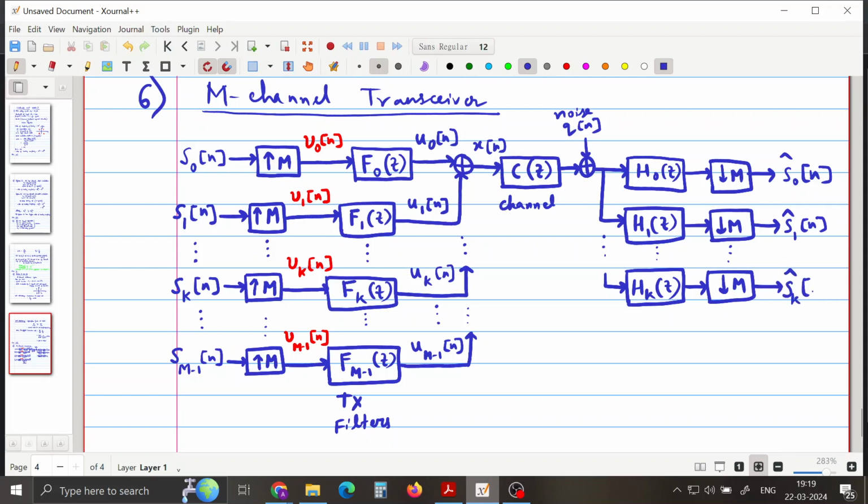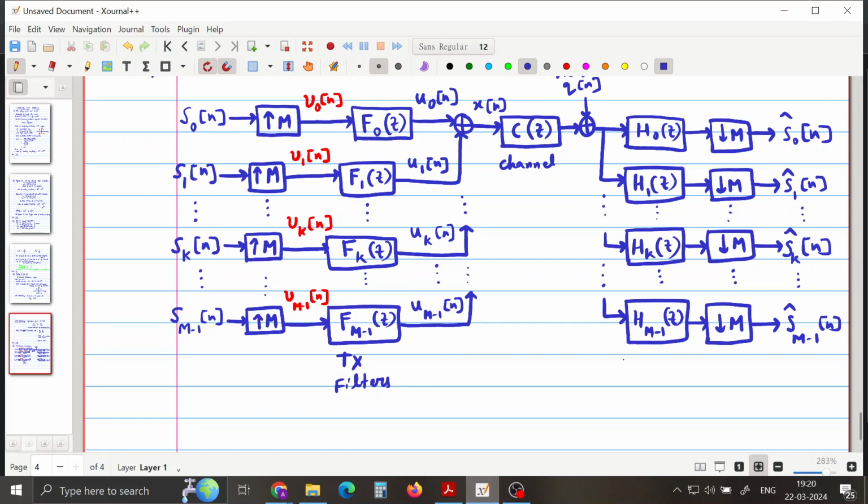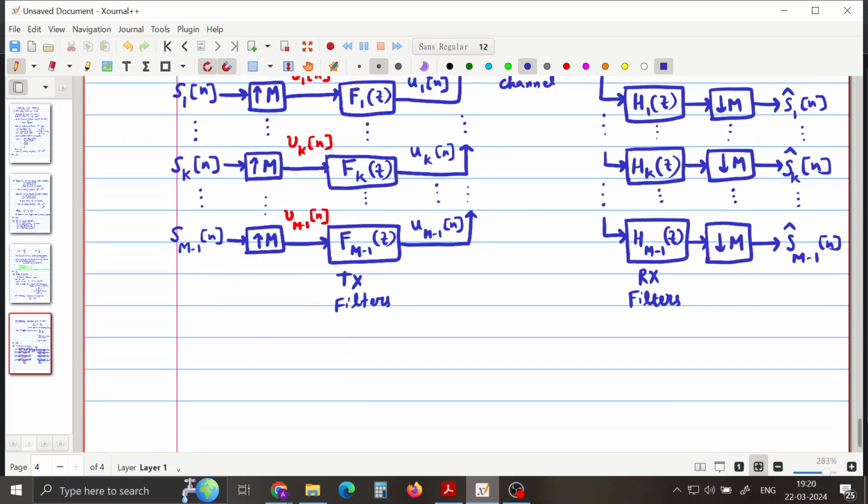This gives you s k hat of n, and finally you reach the last branch, the Mth branch, where you have h m minus 1 of z. Okay, this is your downsampler, and you have this. These are your receiving filters: h naught of z, h1 of z, and so on till h m minus 1 of z. Okay, this is the structure.